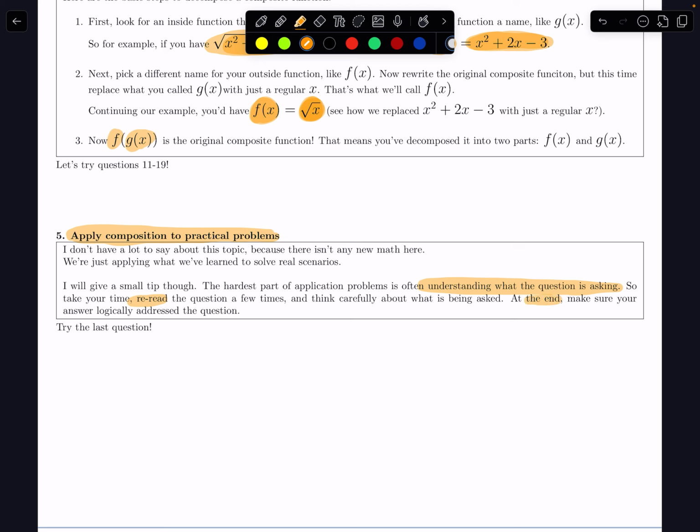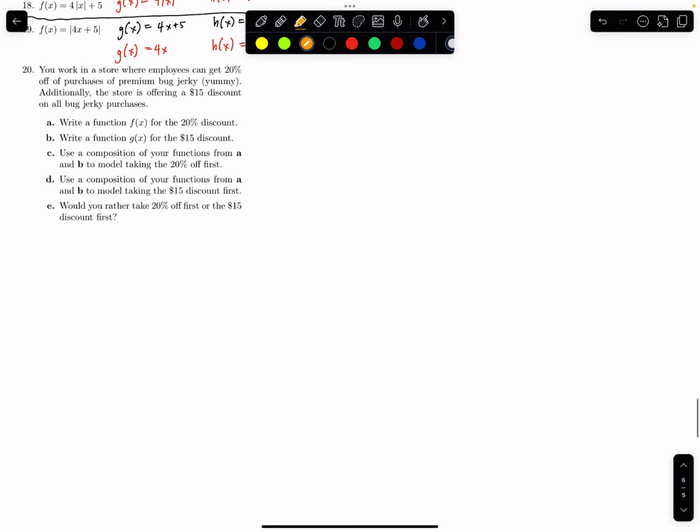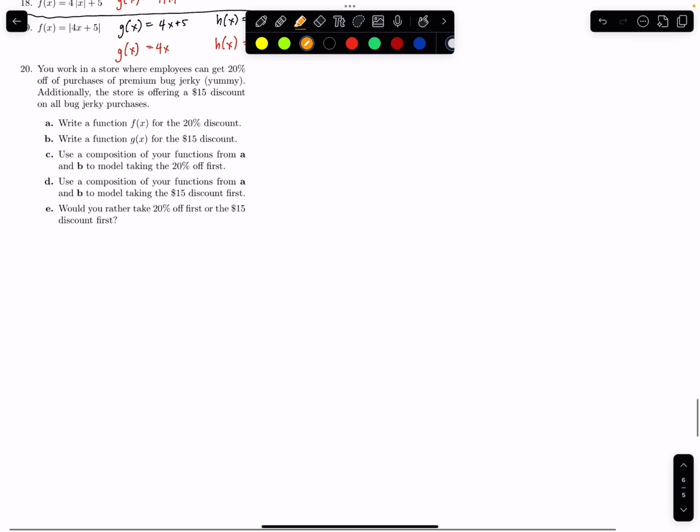And at the very end, make sure your answer logically addresses the question. So double check, reread the question at the very end. Once you've answered, make sure that you actually answered the question. You've probably heard that a lot through your schooling days, right? Your teacher is like, answer the question, make sure you read it.